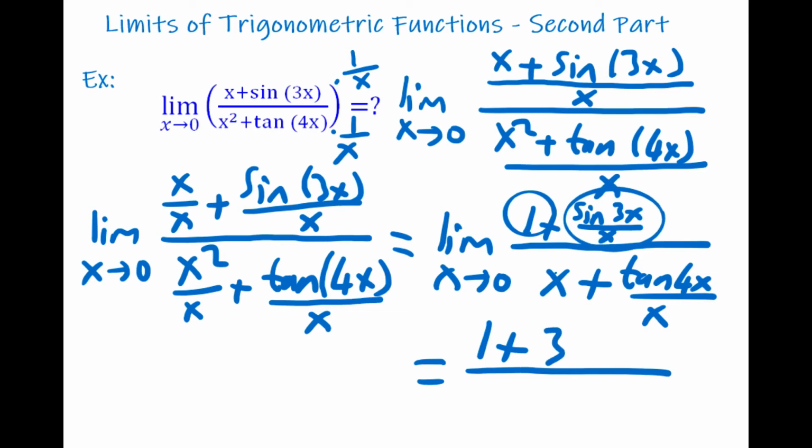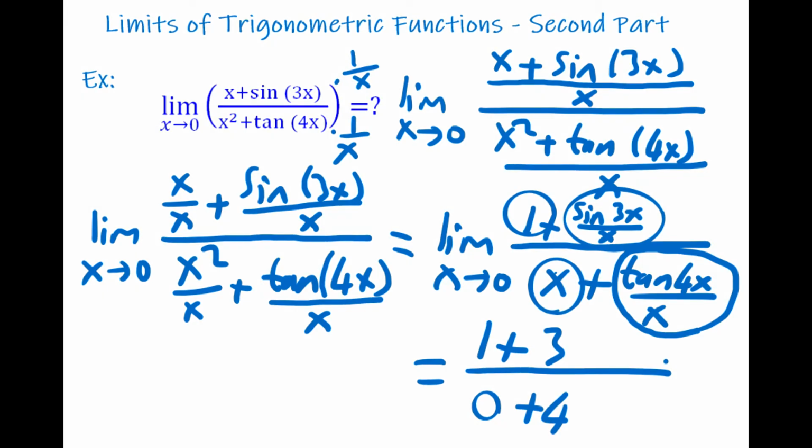In the denominator part, from that x, we're going to have 0 because x is going to 0. So plus from this part, tangent of 4x divided by x, still we're going to have 4 from here, okay? So the final answer is going to be 1 plus 3, which is 4, divided by 0 plus 4, which is 4. So the final answer is going to be 1, guys, in this case.